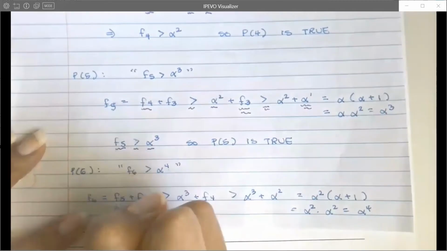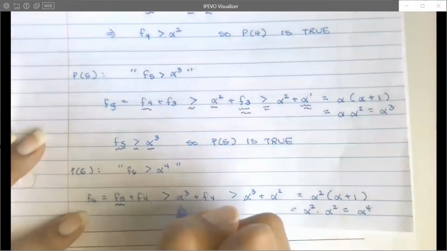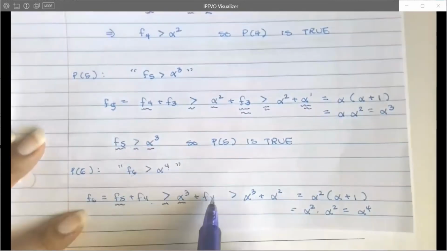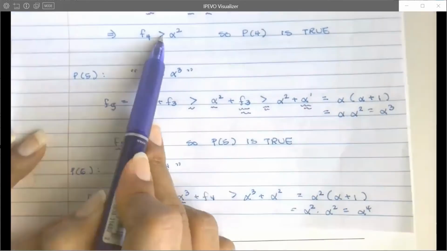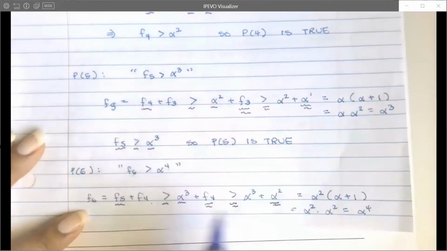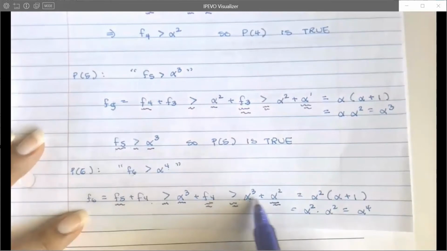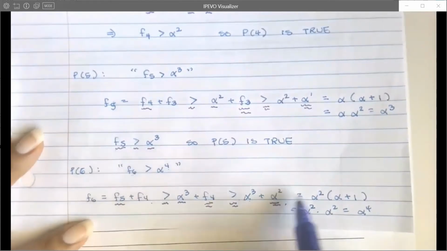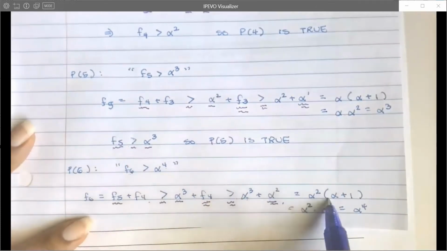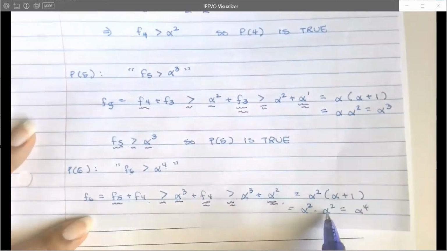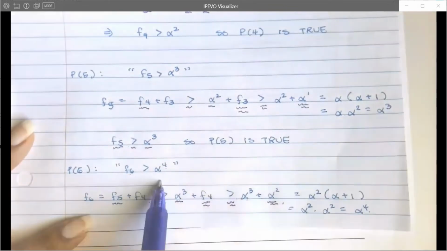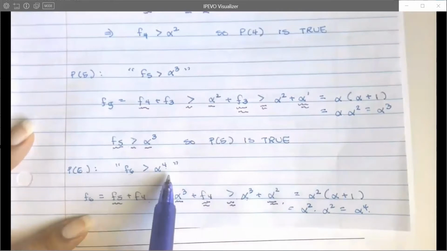So this sum, F5 plus F4, is going to be greater than alpha 3 plus F4. And then F4 in turn was larger than alpha squared. So we're going to have alpha cubed plus F4 is greater than alpha 3 plus alpha squared. And now we pull out an alpha squared, which is the largest power that they share in common, and we get an alpha plus 1 left over, which is exactly alpha squared, which is alpha to the 4th once you simplify. So F6 is indeed larger than alpha to the 4th.